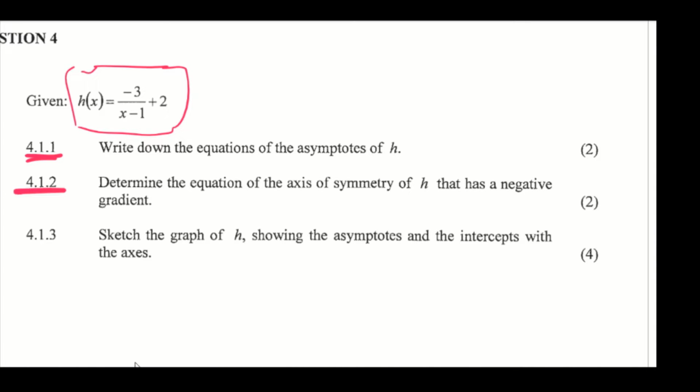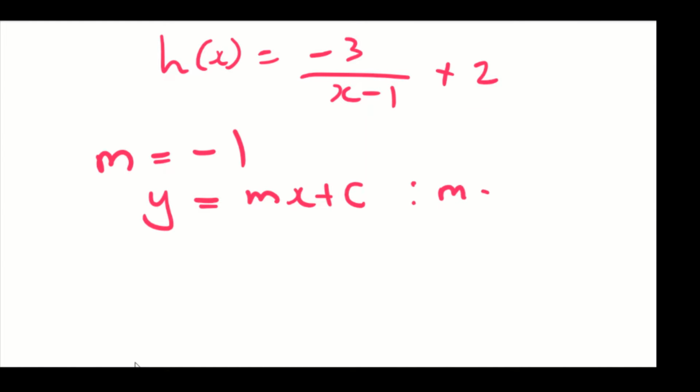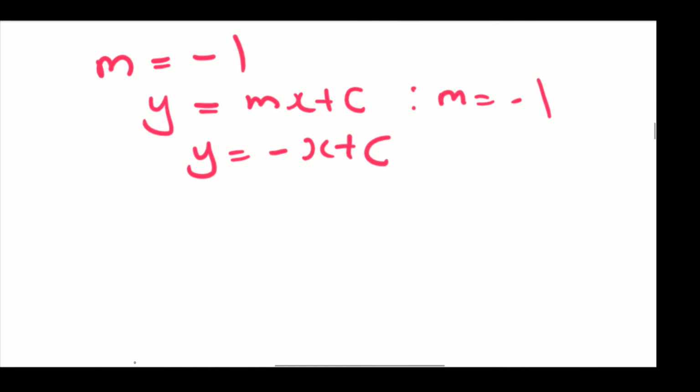And then now 4.1.2 says to determine the equation of the axis of symmetry of h that has a negative gradient. So for us to identify the equation of the axis of symmetry, we have our h of x equals minus 3 over x minus 1 plus 2, right? And for the axis of symmetry that is negative, m must be equal to negative 1. So our equation will be mx plus c, where m is equal to negative 1, so it's going to be y equals minus x plus c.